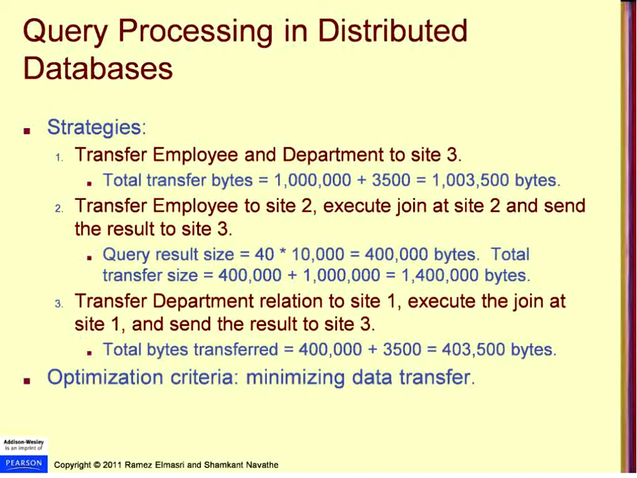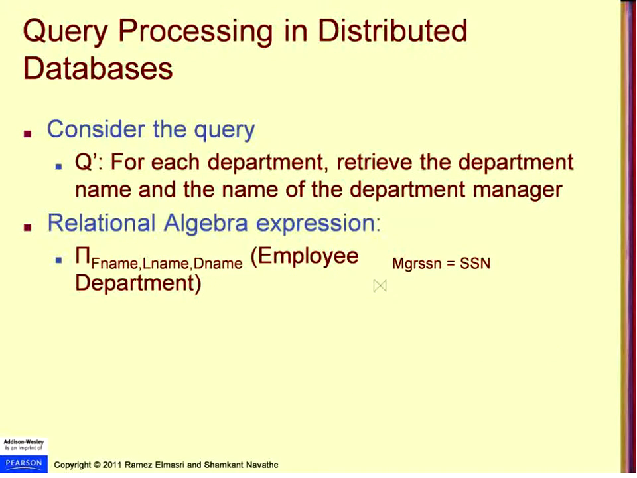Yes, the last one. And why the last one? Because the amount of data transfer is minimum from all the three strategies. In the first it is 1,003,500, in the second it is 1,400,000 bytes, and in the last this is the minimum number. So the minimum transfer, because if this number is higher, it will increase the communication cost and the cost of query. So this is minimum. So the last one is the correct answer. Preferred approach is strategy 3.